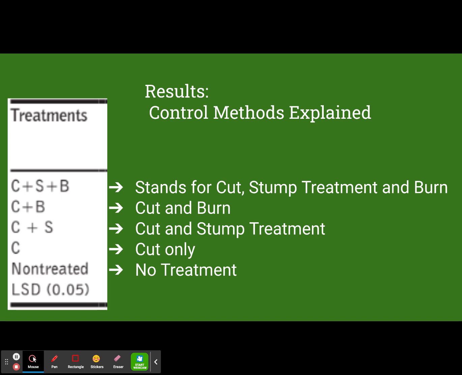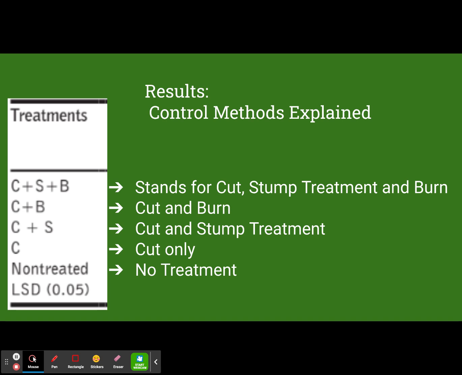When we look at the slide after the one we are currently on, it will show the types of treatments used. So I wanted to take a moment to describe what the types of control methods were during this study. All methods included cutting the buckthorn plant itself, which is represented by the letter C. The S represents stump treatment, which means that after the buckthorn was cut, an herbicide was applied to the stump.